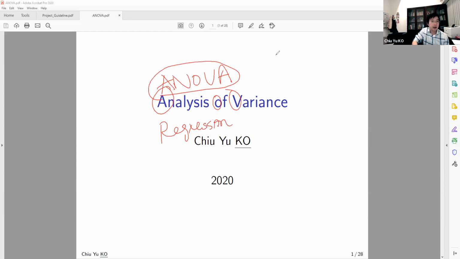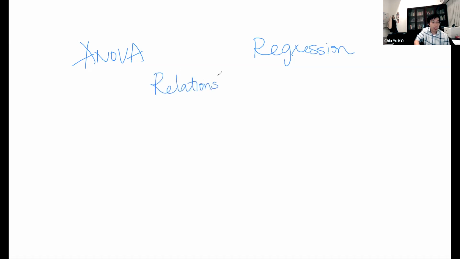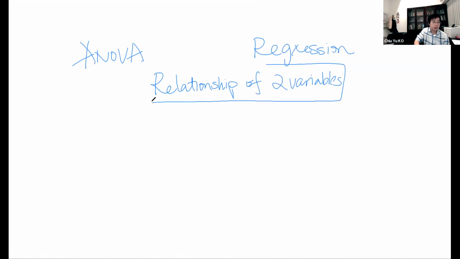Let me, I think we're good to open a whiteboard and talk about that. So what remains is two topics. One is ANOVA, one is regression. For us, actually, it's a very related idea of talking about the relationship of two variables. Okay. So actually, we also talk about the relationship of two variables when we talk about the two sample hypothesis testing, two sample tests.